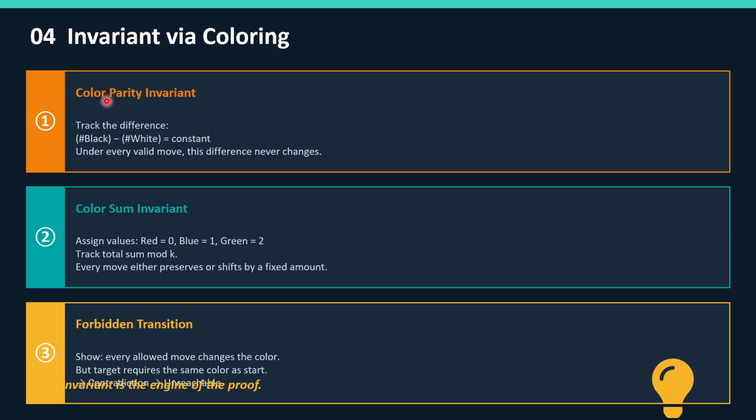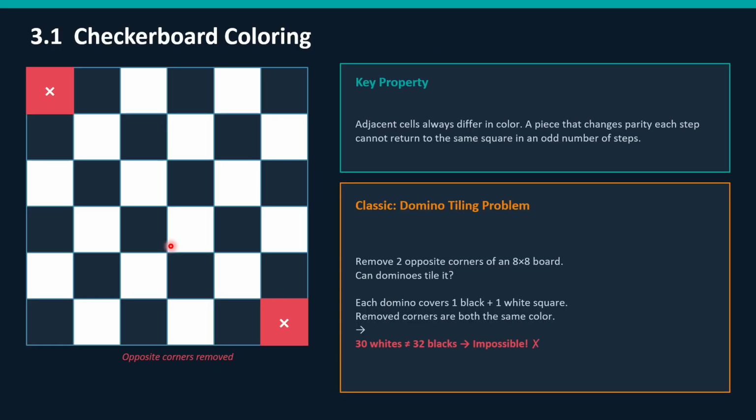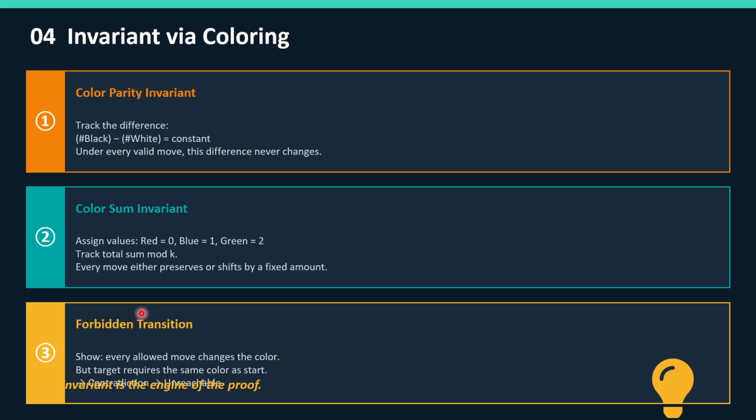Color parity invariance is just like the checkerboard I taught you before: black minus white equals a constant. That's just even always. And color sum invariant is like this one, assigning distinct colors to different mods. Forbidden transition, now this is the plus or minus case.